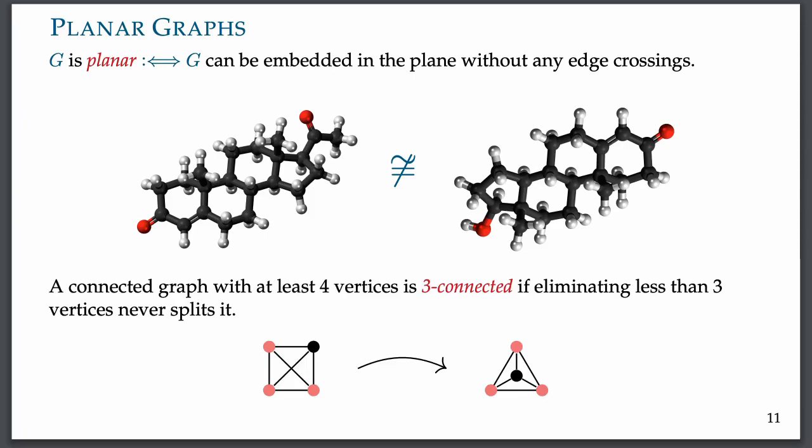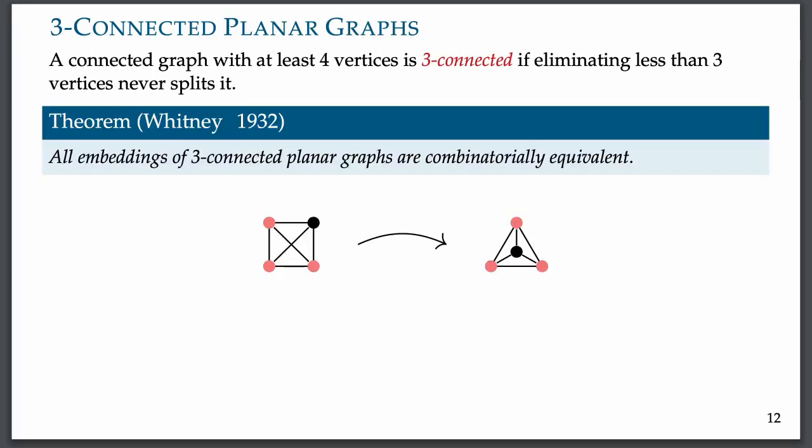A graph with at least 4 vertices is called three-connected if eliminating fewer than 3 vertices never splits the graph up into various components. One example is this complete graph on 4 vertices that you can see here together with a plane embedding. Whitney's famous theorem about 3-connected planar graphs yields that all of them have combinatorially unique embeddings. And this is what we need to be able to reason about vertices incident with faces or certain regions in the graph. So this is a 3-connected graph, and in every embedding that we choose, these 3 pink vertices will form a face, and the black vertex will lie in the face, for example, in this embedding.